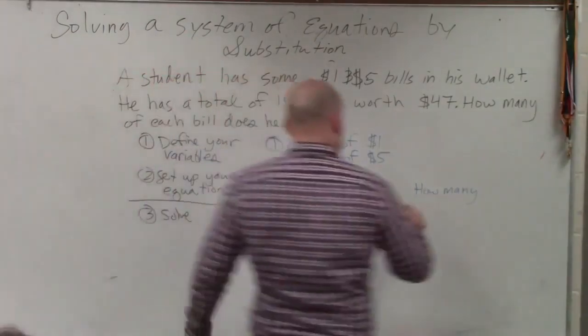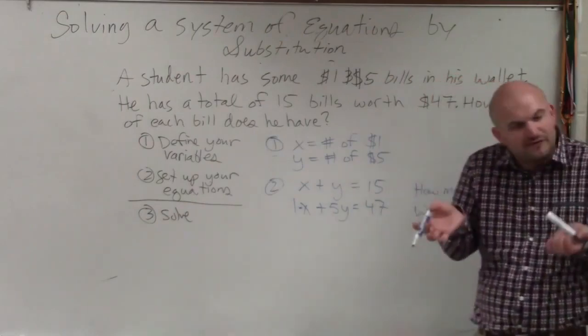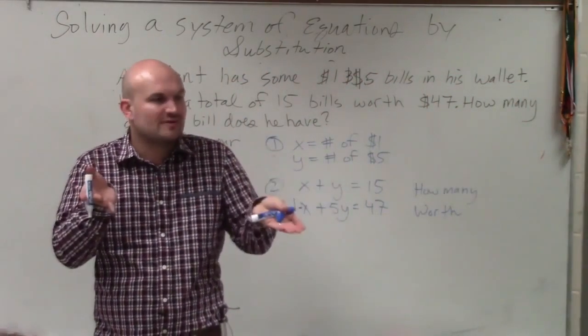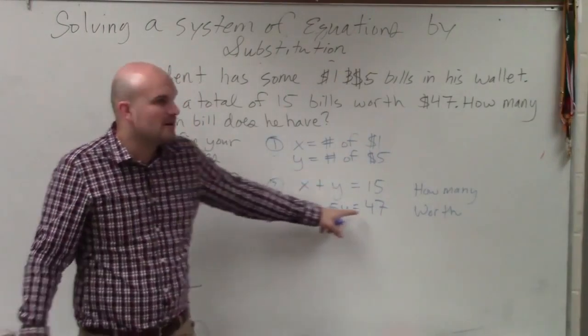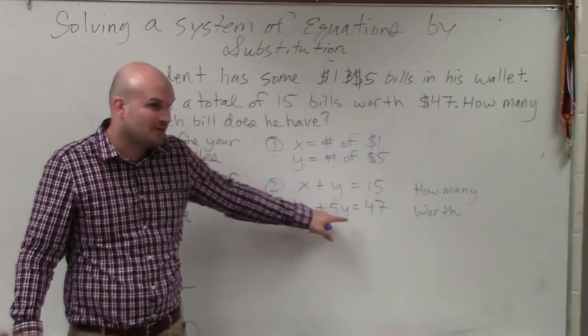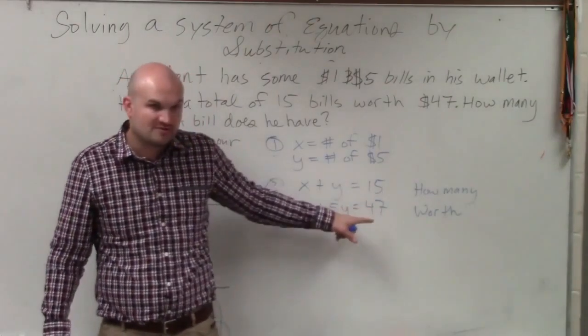But what I want you to talk about is this is how much they're worth. So there are two different equations that represent two totally different things. One, x plus y equals 15, just represents how many bills he has. And the other one represents their worth, right? Each $5 bill is worth $5. Each $1 bill is worth x dollars. And their total worth is $47.